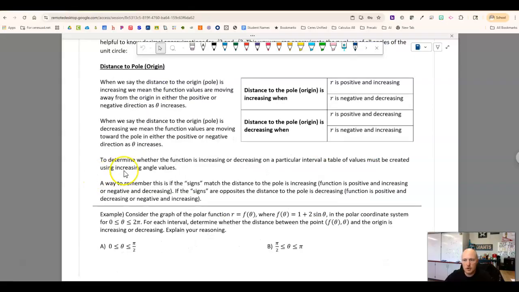So one way to determine whether the function is increasing or decreasing on a particular interval is to create a table of values to identify what is happening to the radius. A way to remember this is if the signs match, the distance to the pole is increasing. The function is positive and increasing or negative and decreasing. If the signs are opposite, then the distance to the pole is decreasing. That is, if our radius values are positive but decreasing, or if they're negative and increasing, okay?